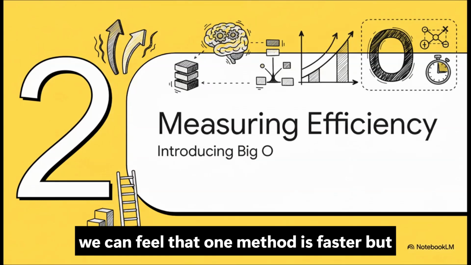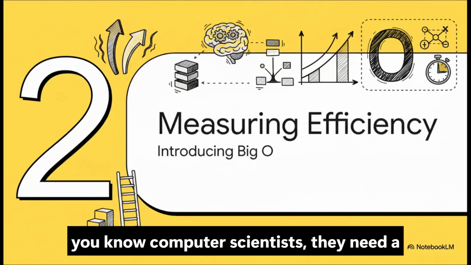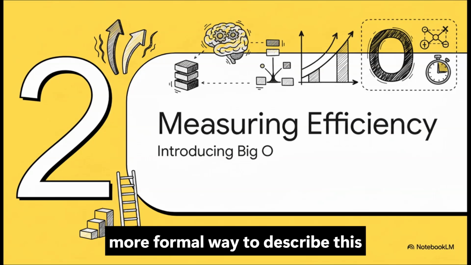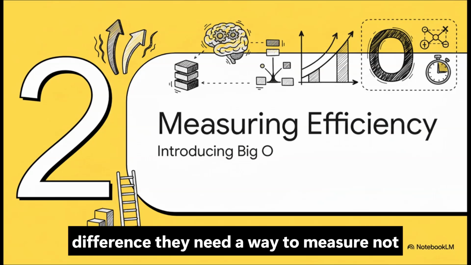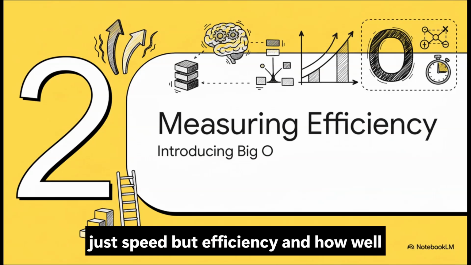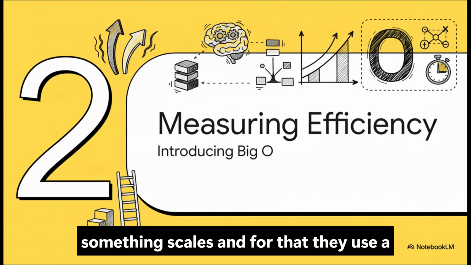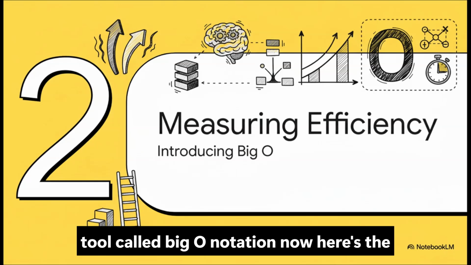So we can feel that one method is faster. But computer scientists need a more formal way to describe this difference. They need a way to measure not just speed, but efficiency and how well something scales. And for that, they use a tool called Big O notation.